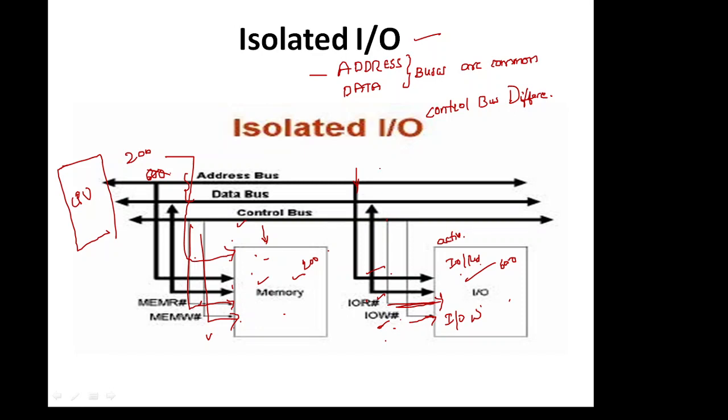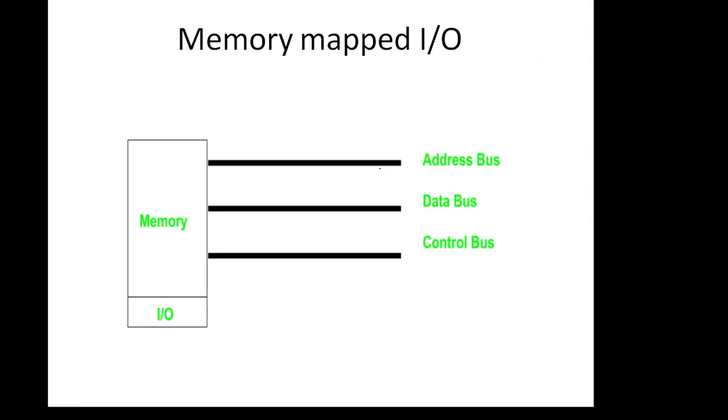So this is how the isolated IO is going to be working. When it comes to the memory mapped IO, as you have seen in the diagram here, every bus is common. The address bus, data bus and control bus, all three are common to both IO and memory. There are no separate buses. Here the address bus, data bus and the control bus are common for both IO and the memory.